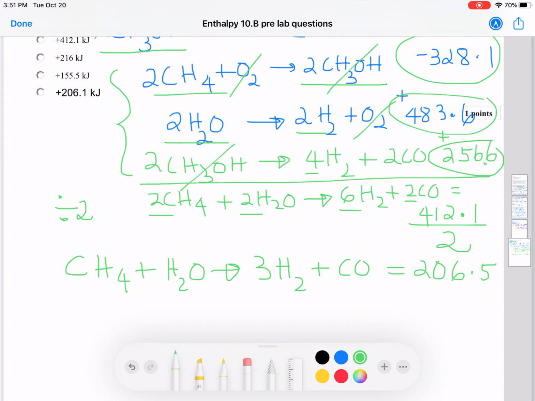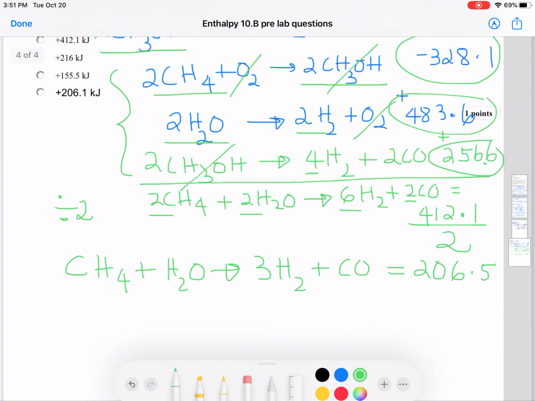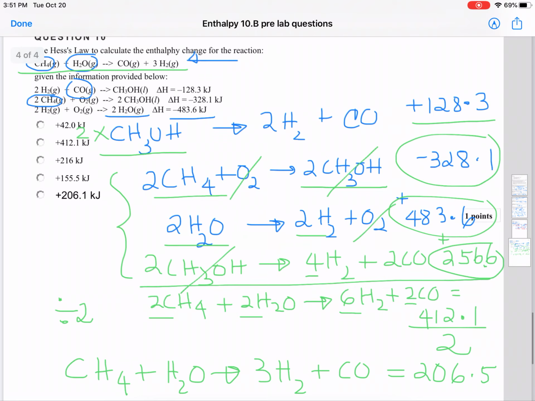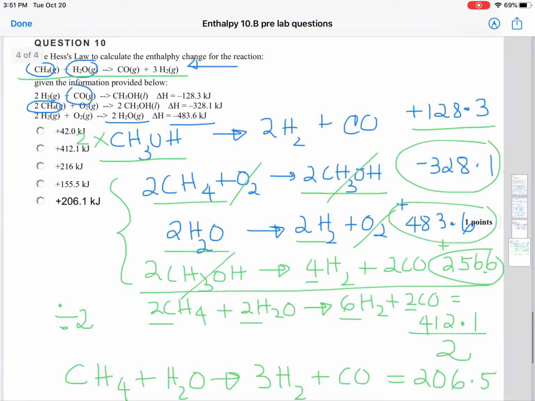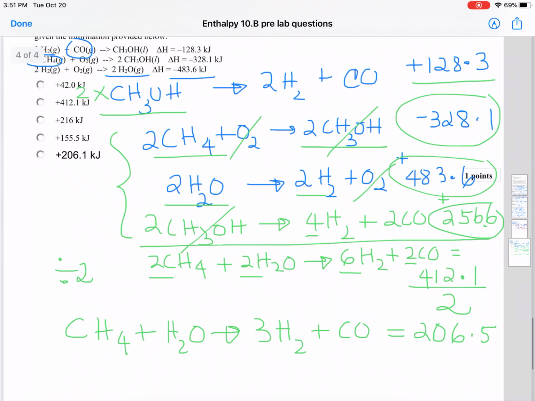So the closest one is 206.1. Yeah, so that is the answer. That's how you would manipulate the equations to get the target reaction. Sometimes you need to reverse it, so the sign of the enthalpy value needs to be reversed. And also if you multiply or divide, you also have to multiply or divide your enthalpy values as well.